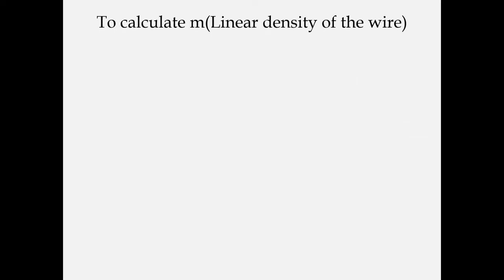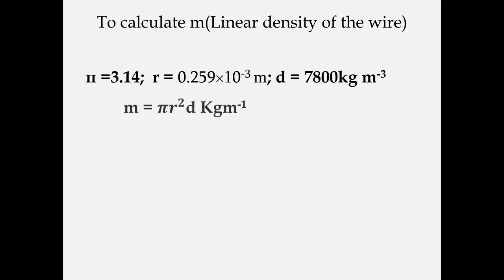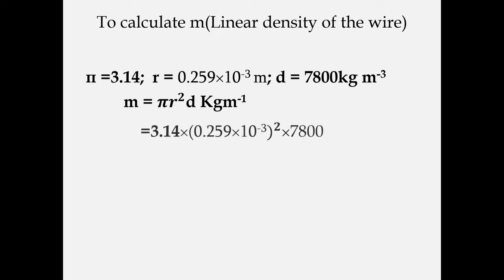Next we need to find out the linear density of the wire. The linear density is given by pi r square d, and pi we know is 3.14. R is the radius of the wire, 0.259 into 10 power minus 3 meters, and d is the density of the steel wire, which is a constant, 7800 kilogram per meter cube. So substituting in the formula, we get 3.14 into 0.259 into 10 power minus 3, the whole square, into 7800.